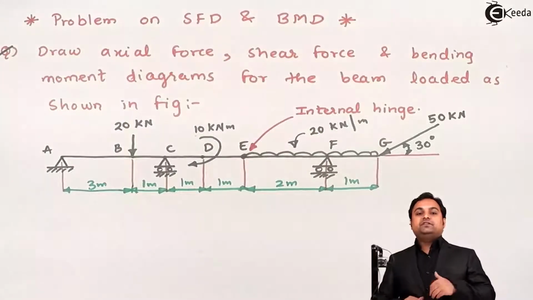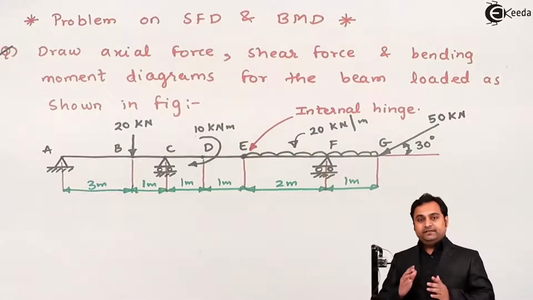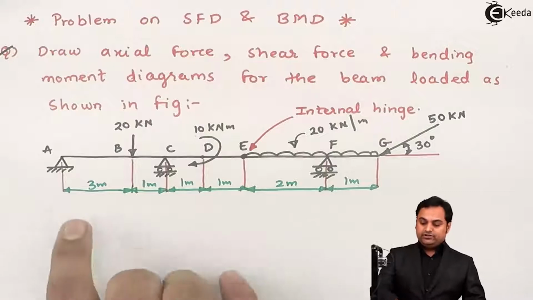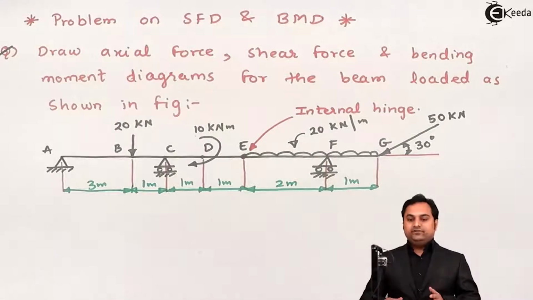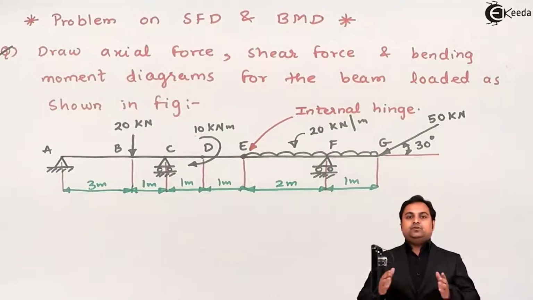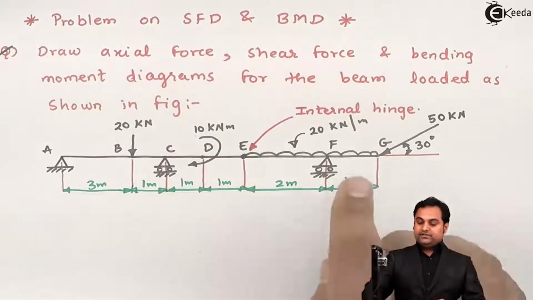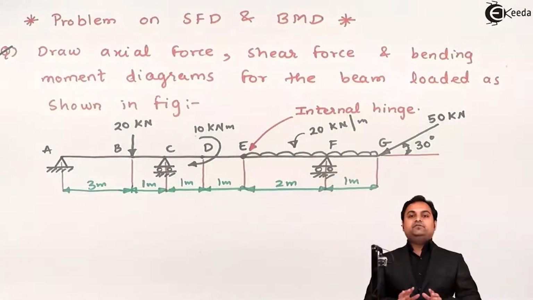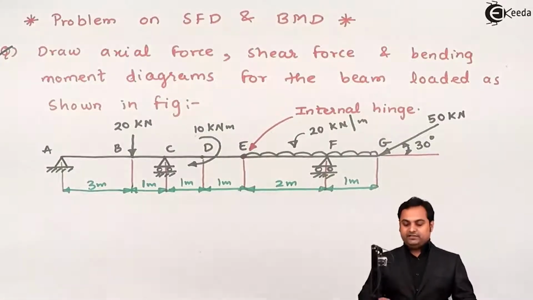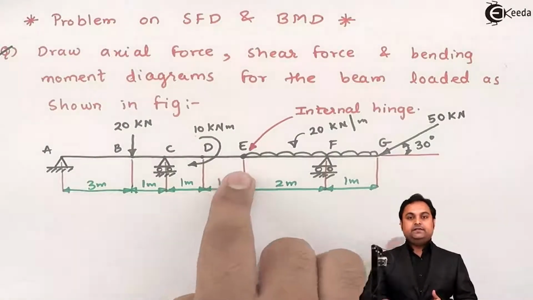If suppose internal hinge was not present, then in that case, for the calculation of support reactions, we would have taken the entire beam as a whole and calculated the support reactions. But since internal hinge is present, we have to divide the beam into two parts at the internal hinge. So now I will be dividing this beam at the internal hinge.